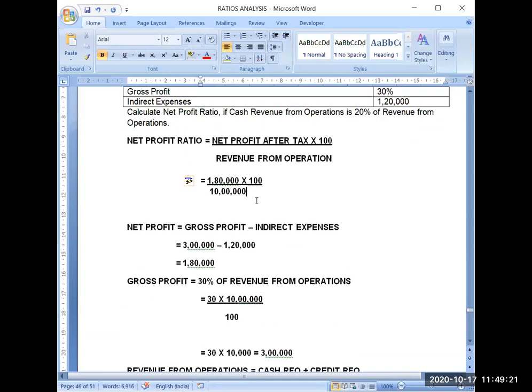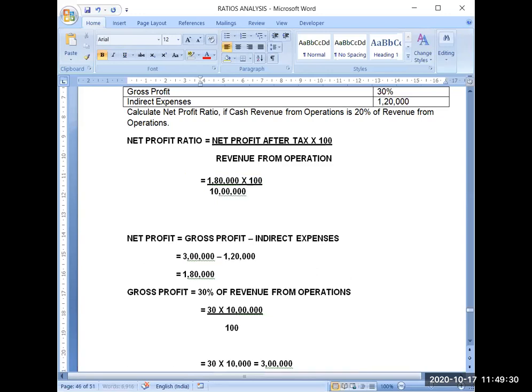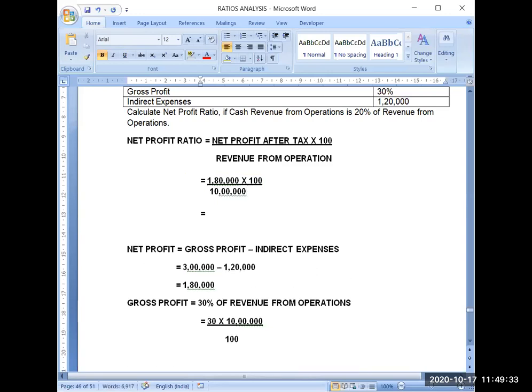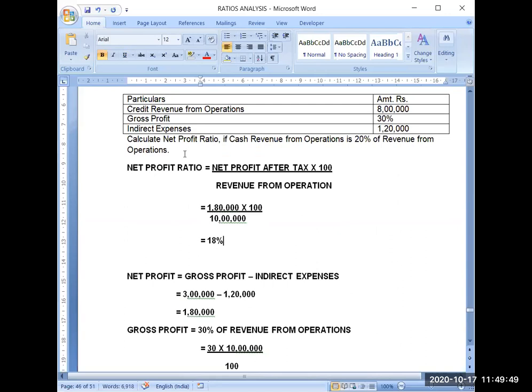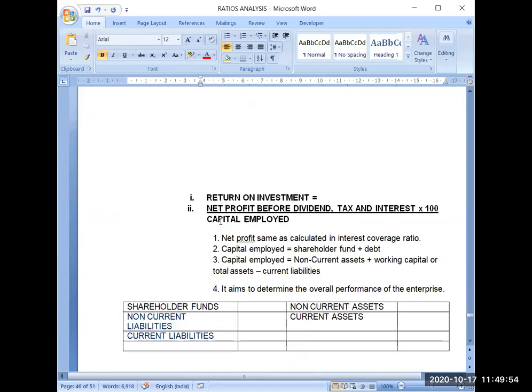Now if you will solve it, you can see 6 zeros are there in denominator and 6 zeros are there in numerator also. So if you will remove all zeros, you will get the answer and it will be 18 only, 18%. So your answer is 18%. So that will be our presentation, how to proceed in the question. See, only the formulas are there which will guide you how to proceed in the question.